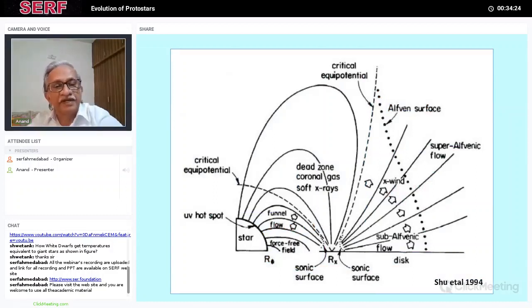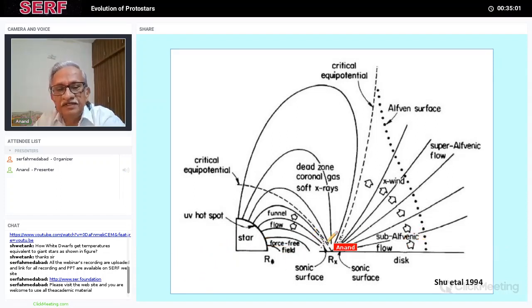Now, why are these jets and outflows happening? Basically, there is a model proposed by Shu et al. some time back. You have a protostar here with a radius r star, and it has a magnetic field. So this is a magnetic field based explanation. As it contracts, the star has a magnetic field of a few hundred Gauss or so. Now these are the magnetic field lines. Normally magnetic field lines go like that. This is a mirror image, so downwards also you can imagine.